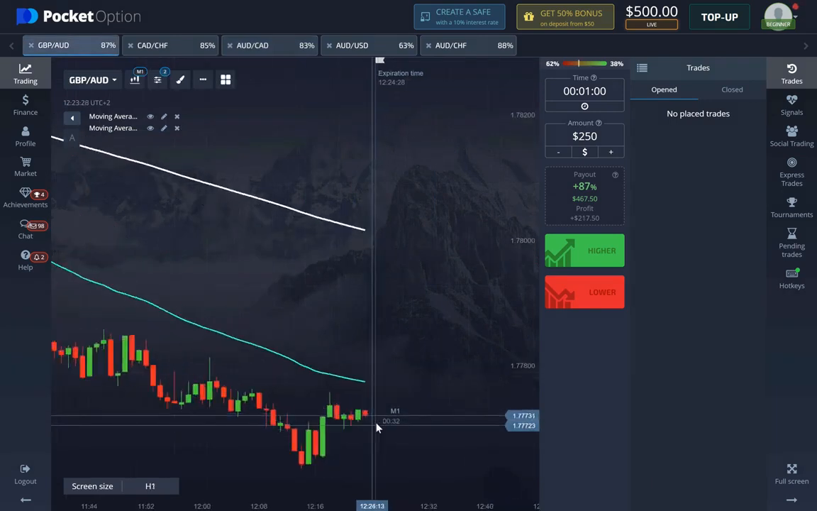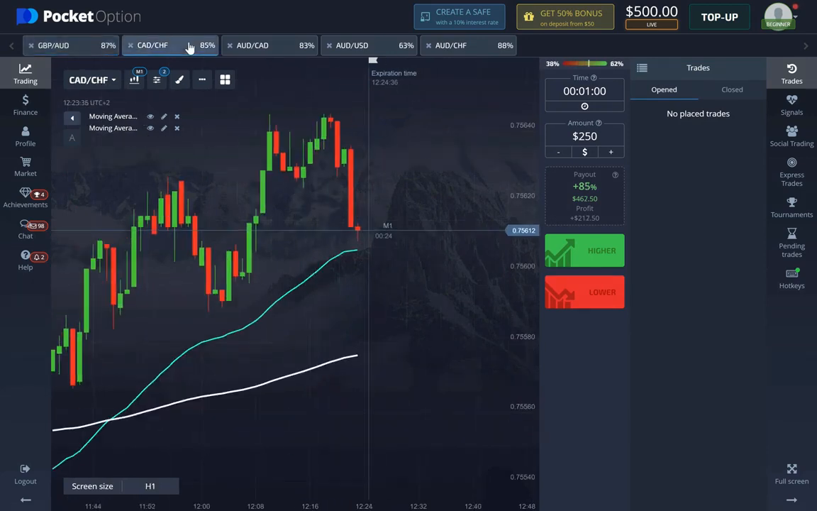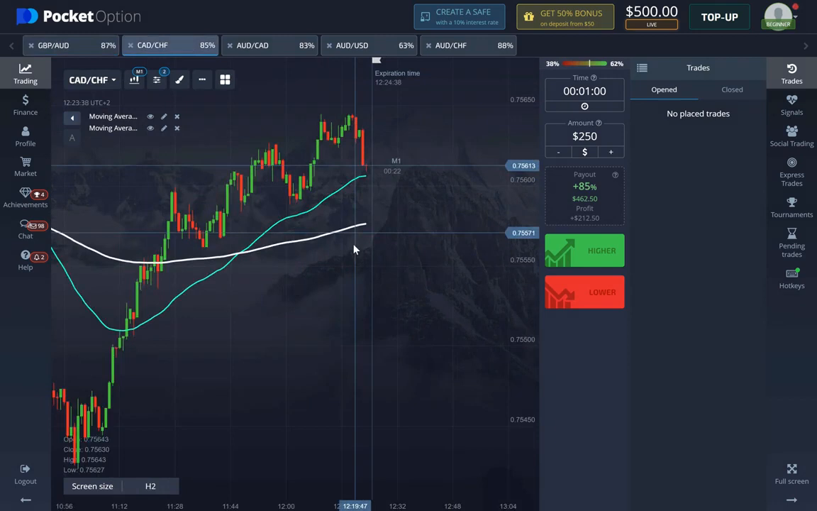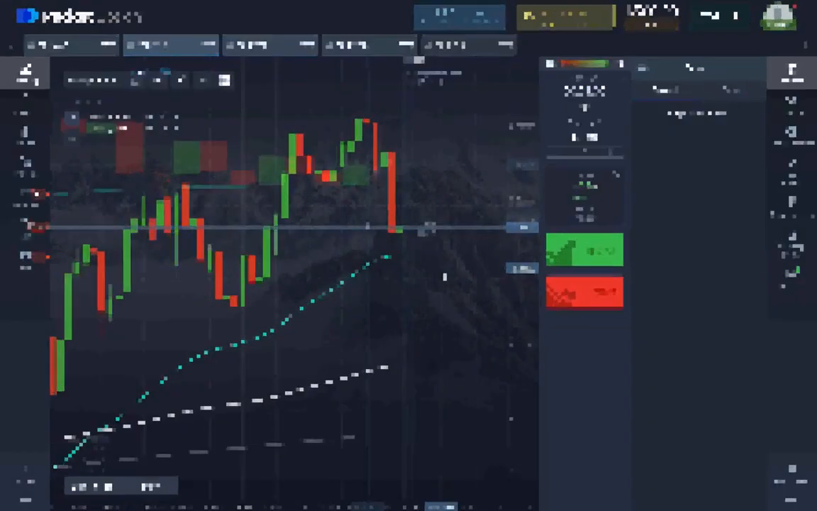We need a touch on the candle body, and then we need the price to break above or below the 50 EMA, and then we take a position according to that. So now let's go ahead and actually see some trades.